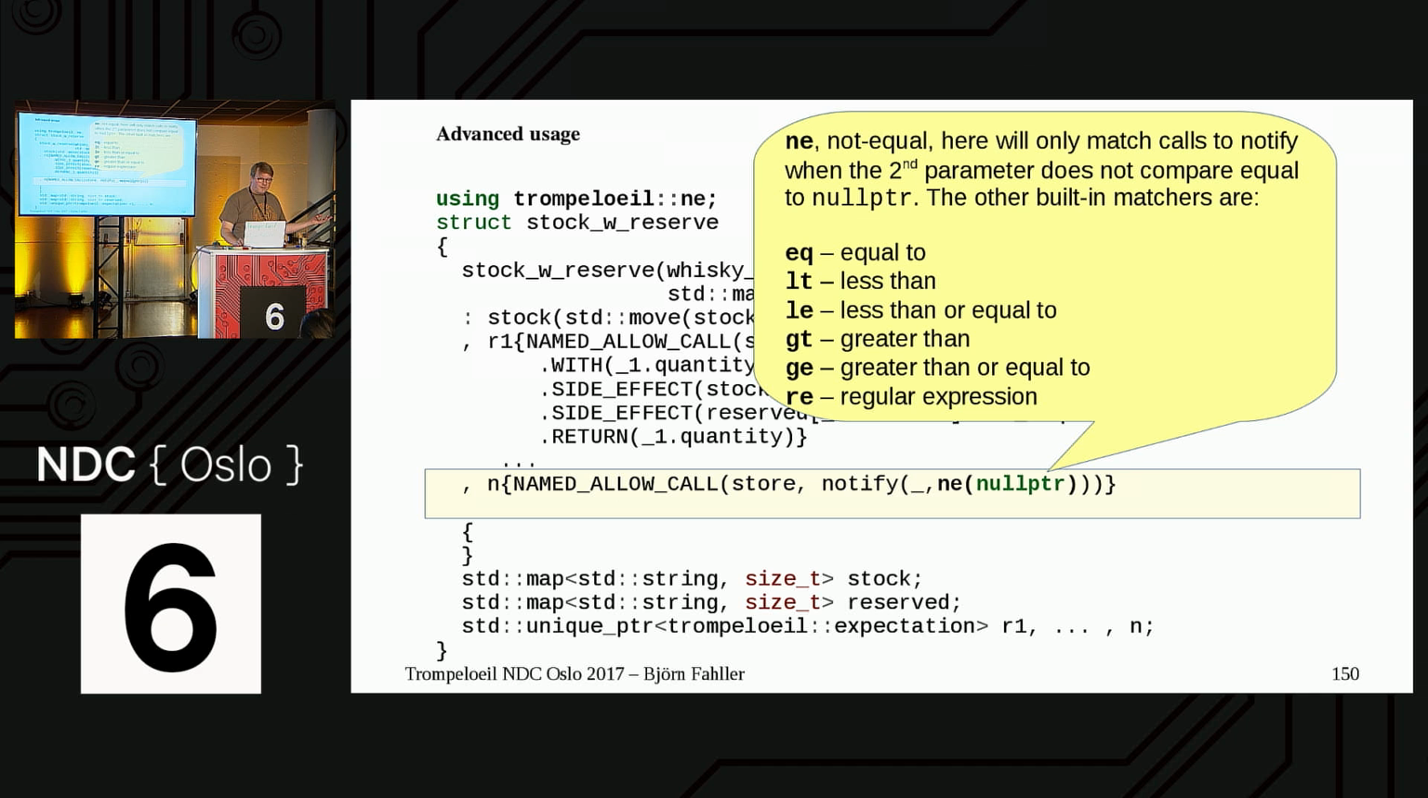Just for completeness, a different way of doing exactly the same thing is to use a matcher. In namespace Trompeloeil, NE is a not equal matcher. You can use it as the parameter. So you just say here, we allow calls to store notify with any whiskey and anything that is not equal to the null pointer. Trompeloeil has 7 matchers: the not equal, equal, less than, less equal, greater than, greater equal, and regular expressions.